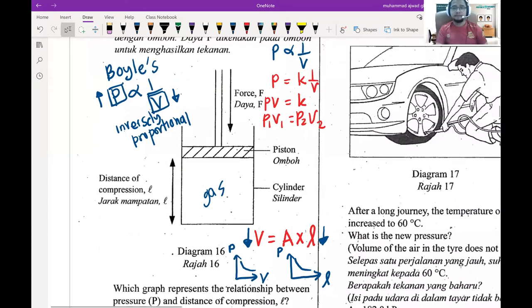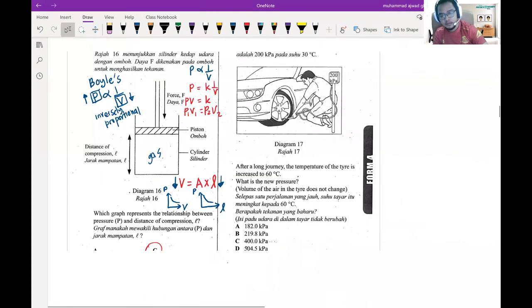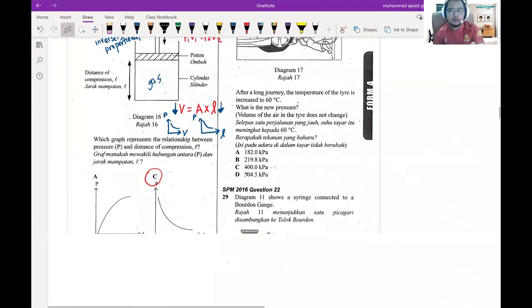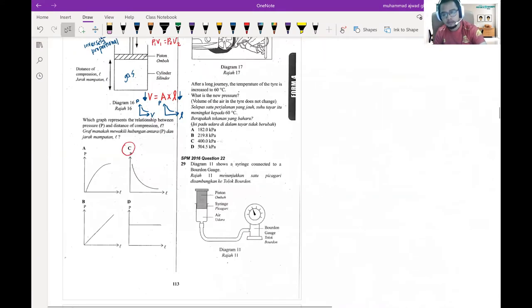Okay, dapat tak? Dapat. Okay, satu soalan pressure law. Satu soalan Boyle's law. C. Charles's law tadi pun ada, graph. So tiga-tiga dah ada dah. Pressure law, Charles's law, Boyle's law. Okay, next one.